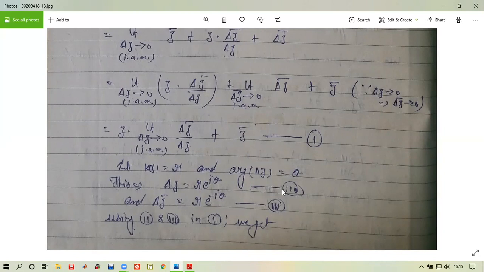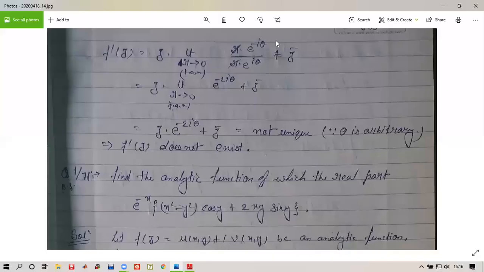Now using these two equations in the above one, we get f prime z equals z into limit delta z tends to 0 in any manner of r e to the power minus i theta by r e to the power i theta. Here r cancels out, then plus z bar. Then our function becomes f prime z equals z into limit r tends to 0 in any manner of e to the power minus twice i theta plus z bar.